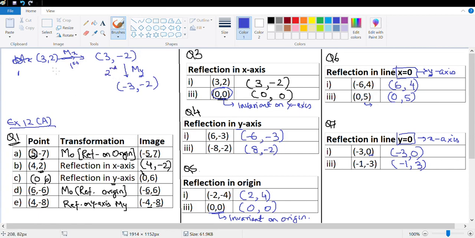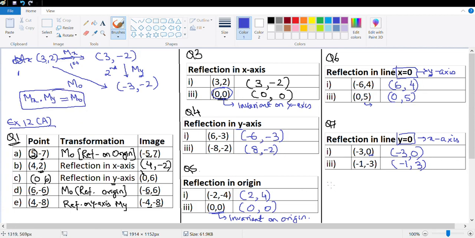If I had to do only one transformation, what would that mean? So Mx followed by My, what does it give me? If I have to change (3, 2) to (-3, -2), which means if I have to change both the signs, what will I have to do? Yes, I will have to do Mo, which means reflection in the origin, which basically means Mx followed by My will give me an Mo. You should remember this.